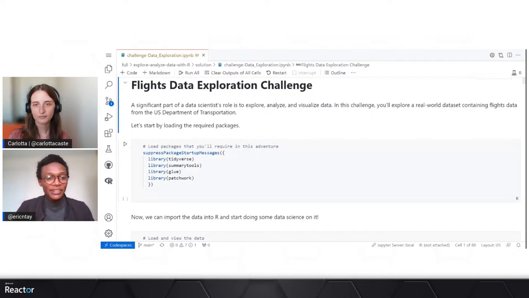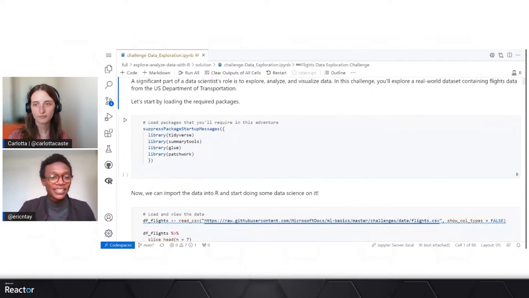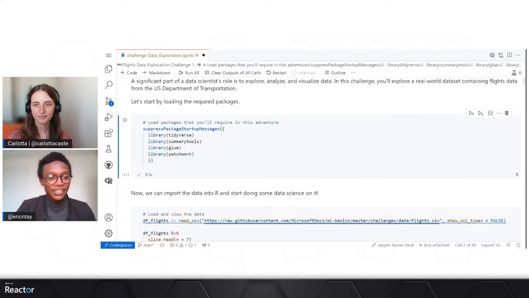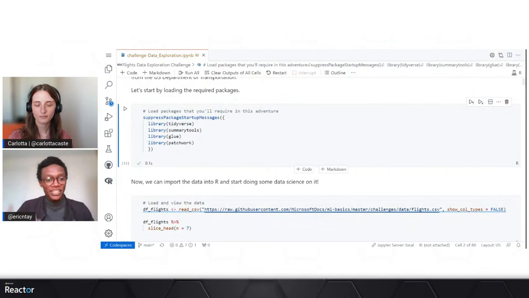We'll begin by loading in the required packages, and in R we do this using the library function. So we'll load in a couple of packages here. As Carlotta has mentioned, the Tidyverse, a collection of R packages for data analysis. We have summarytools, a good package for doing summary statistics. Library glue, which allows you to print things nicely together, and Patchwork, which allows you to combine many plots under one pane. So by running this code chunk, we are able to load the packages into our environment.